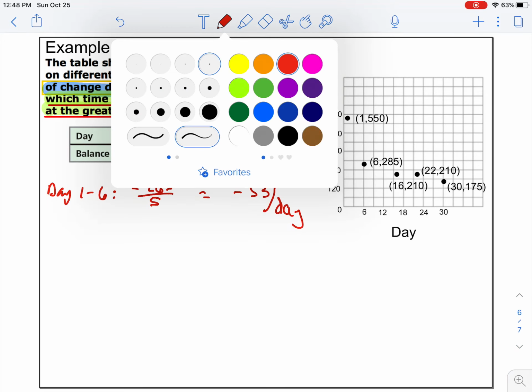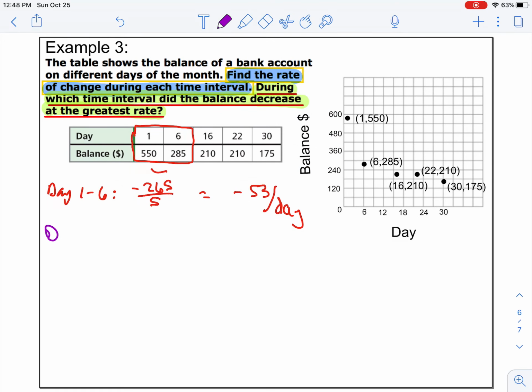Okay, so now let's look at another time period. So now let's look at day 6 to 16. So that is this right here. And now it went from 285 down to 210. So it decreased $75 in 10 days. So again, divide those two numbers, and on average, that's like losing $7.50 per day.